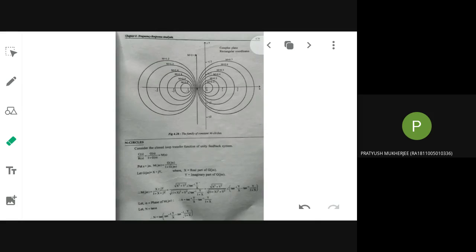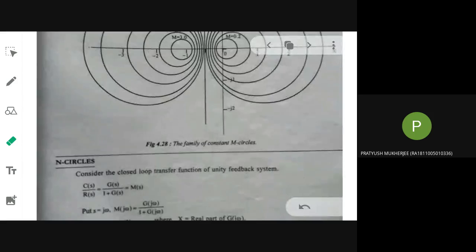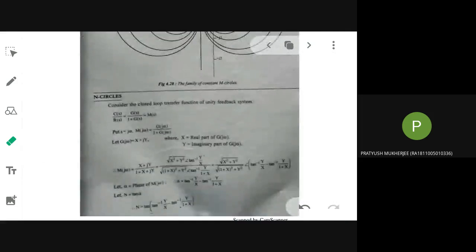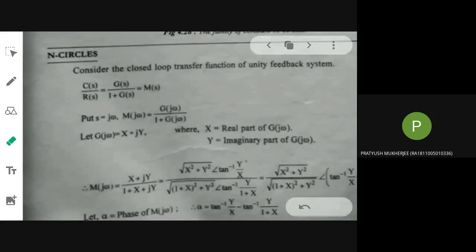Now the same proof you have to do for the other set of circles. So what is the other set of circles? We are done with M circle. Next is N circle. If M represents magnitude, what about N? N is phase, that is given by tan alpha. Here also, for every value of alpha, if you are able to prove that it is in the shape of a circle, then you will be getting N circle. So the same way as you have done in the previous case.